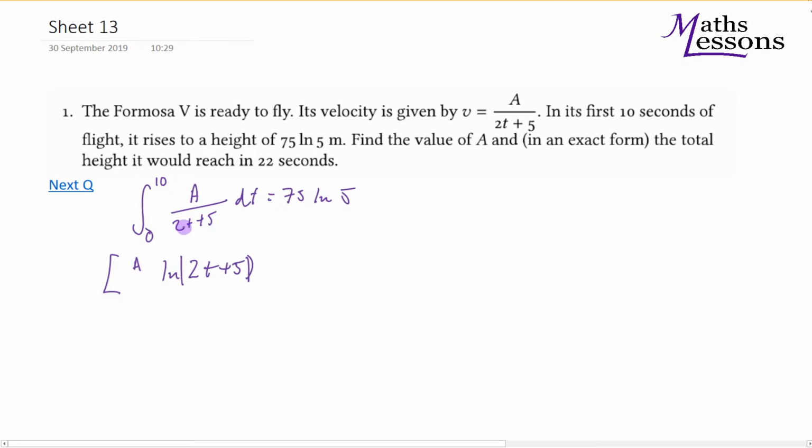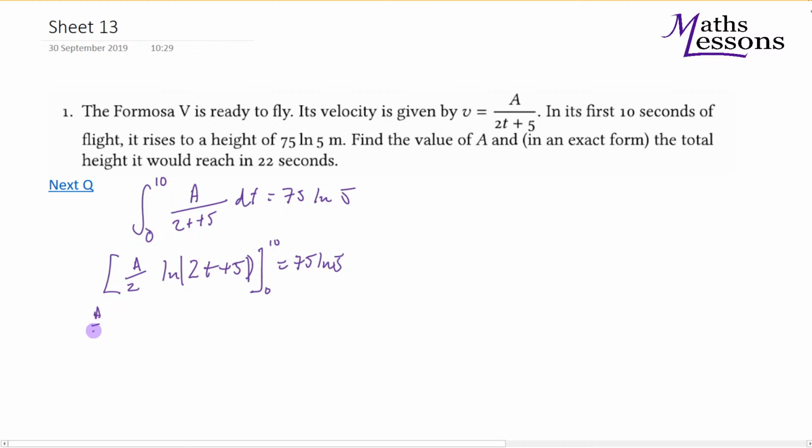And when we integrate this, 2t plus 5, and we've got the a, we must get an a coming out, and then we're going to have to divide by 2 to get the a. Because you're going to get the 2 times by 2, so we need to divide by 2 to undo that to get a when we differentiate this. So we're going to go between 0 and 10, and that's going to equal 75 natural log of 5. So let's just put the limits in.